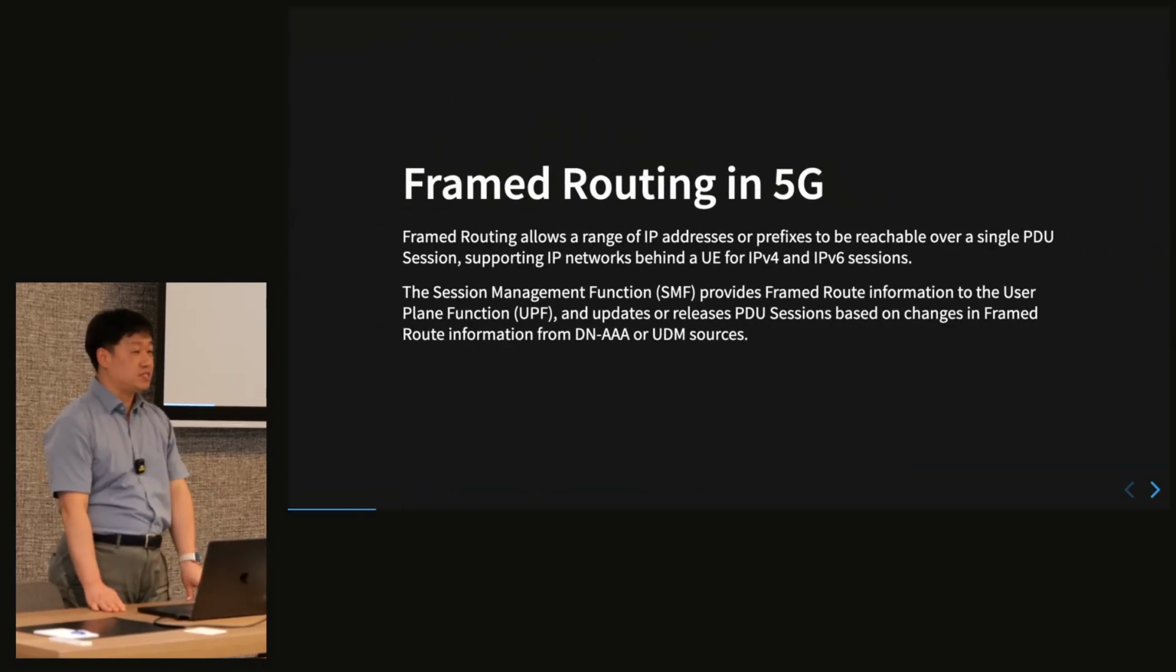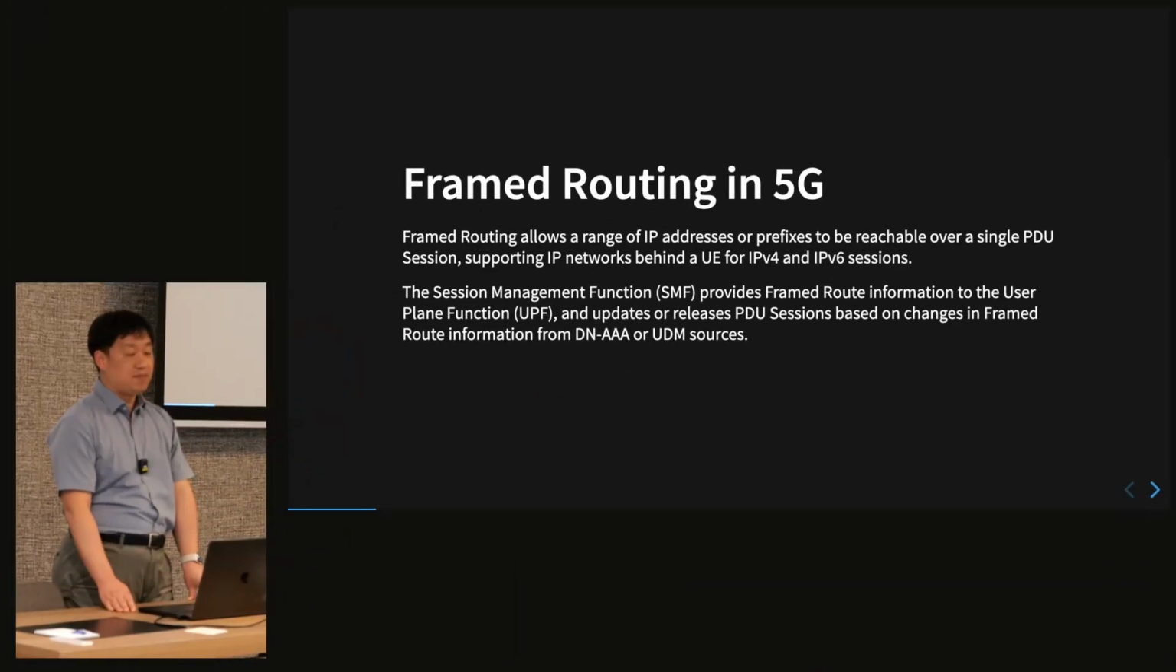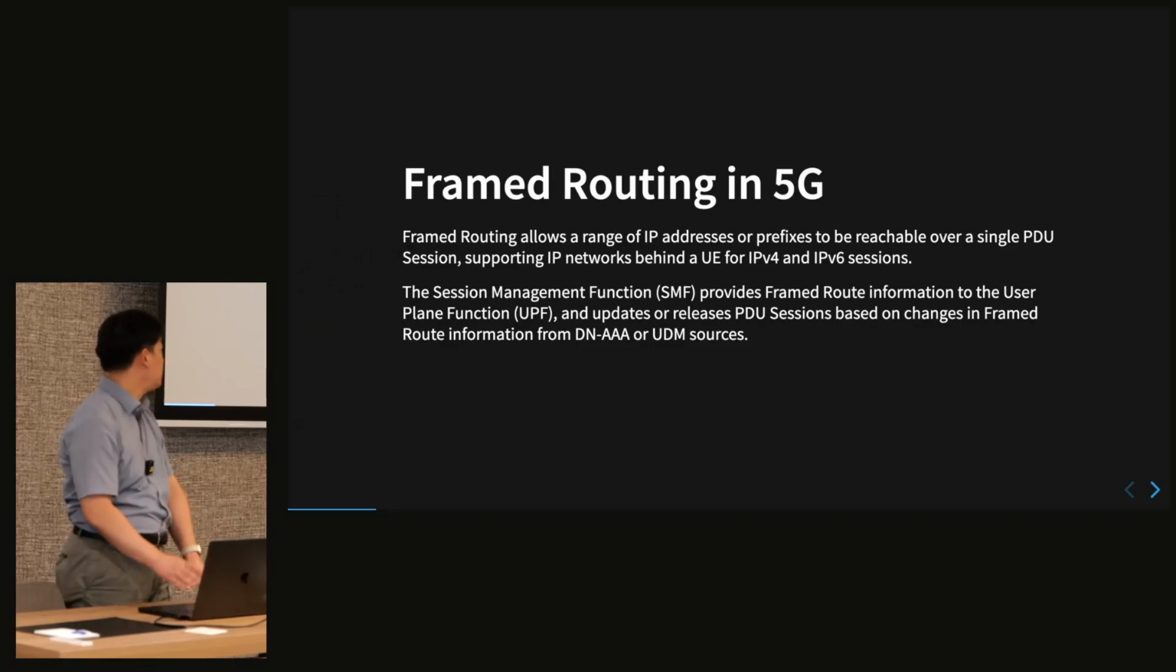One of the exciting features of 5G is the support of UE routers or CPEs. You can implement this with a generic feature in 5G. This is through framed routing, which is described in TS 23.501, section 5.6.14. Normally, we assign a single IP to a UE, but framed routing allows us to assign multiple IPs to a UE, expressed as a subnet.